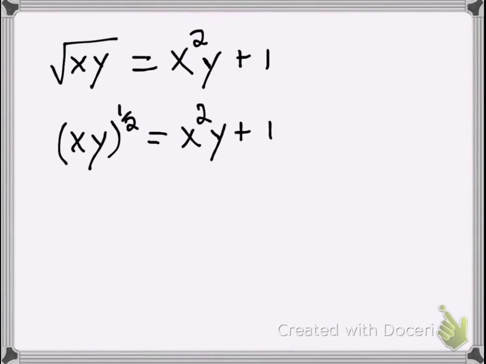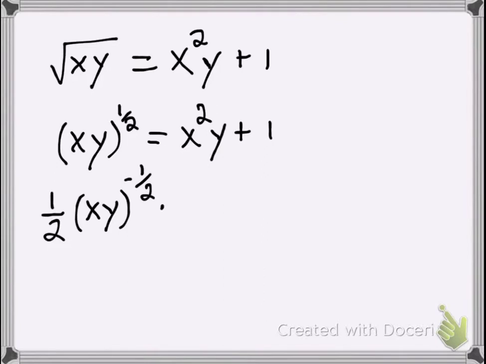Okay, so now we're going to take the derivative term by term, and we're going to use the chain rule, and we're also going to end up using the product rule as we do this. So first of all, taking the derivative of the left side of the equation, we're going to take the derivative of the outside function, which was that square root function, which is now written as a fractional exponent. So if we do that derivative first, we have 1/2 multiplied by xy raised to the negative 1/2.